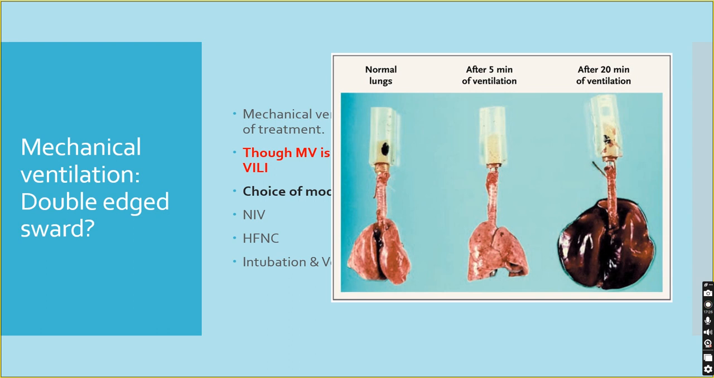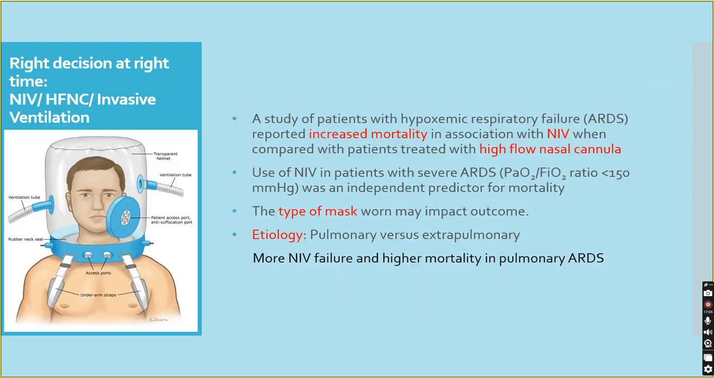Look at this picture. This is a picture of an animal's normal lung. This slightly inflated and reddish lung is after 5 minutes of ventilation, and after 20 minutes, see how the lung is looking like an angry lung. So this is actually an injury caused by inadvertent or high tidal volume lung ventilation. So this is just to show that mechanical ventilation can cause lung injury. Next slide.